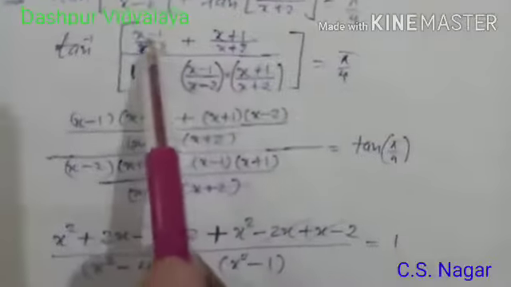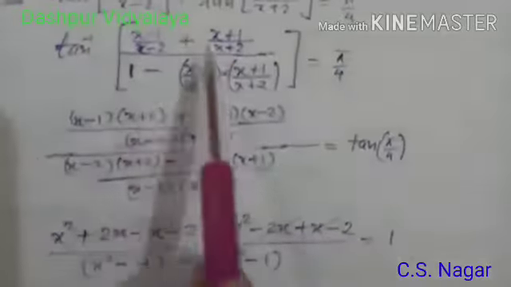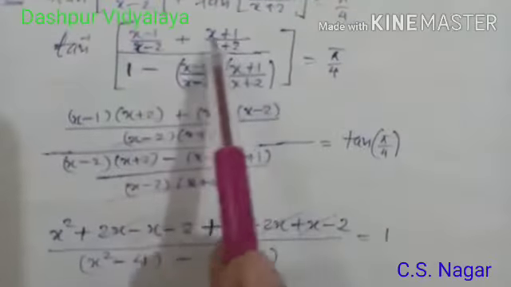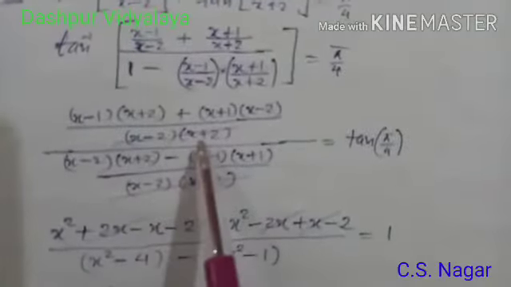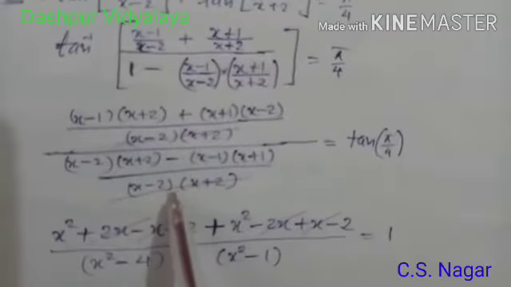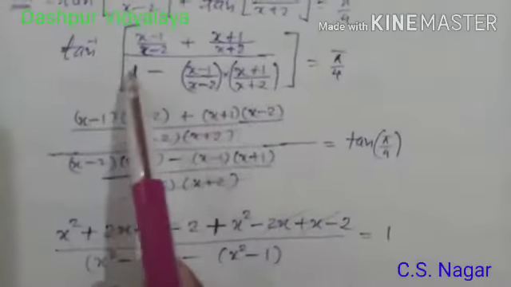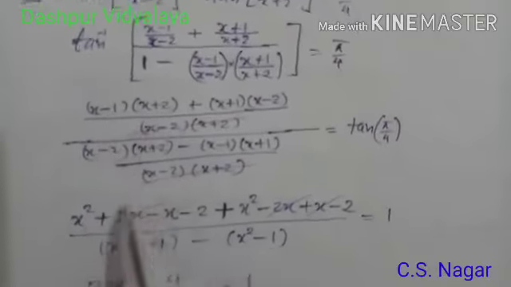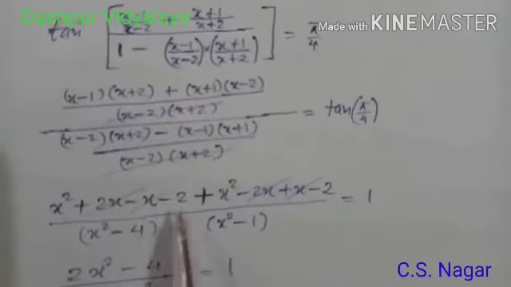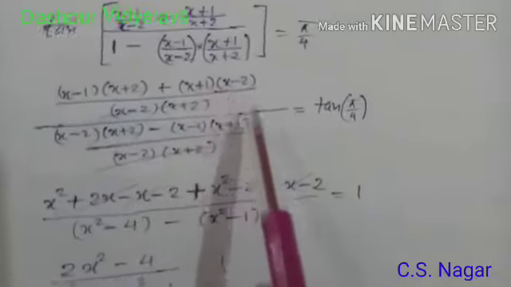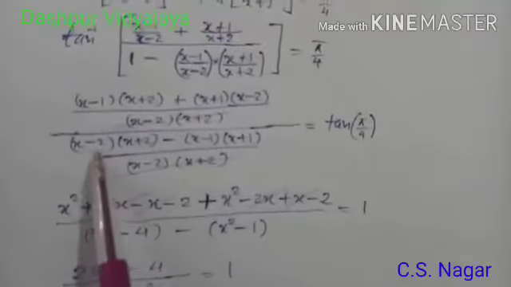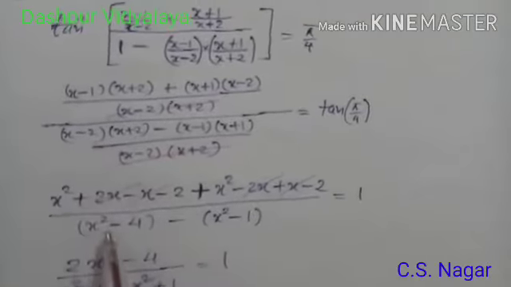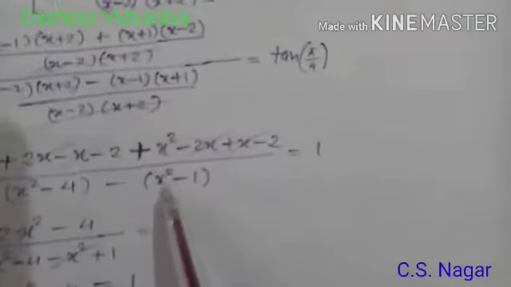Now take LCM. x minus 1 into x plus 2 plus x plus 1 into x minus 2, and this is the LCM. LCMs cancel out. x minus 2 into x plus 2 is transferred here. x minus 1 into x plus 2, this is their multiplication. x plus 1 and x minus 2, this is the multiplication, and this is x plus 2 and x minus 2, that is x square minus 4, and x plus 1 into x minus 1 is x square minus 4.